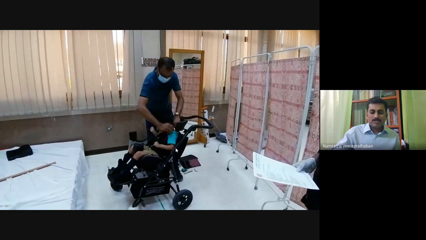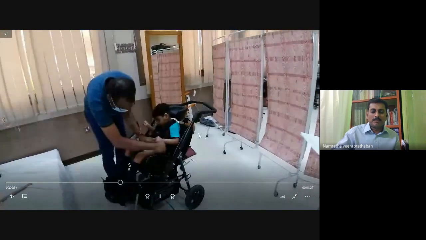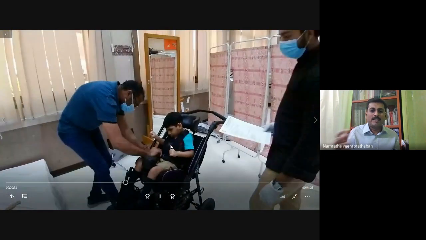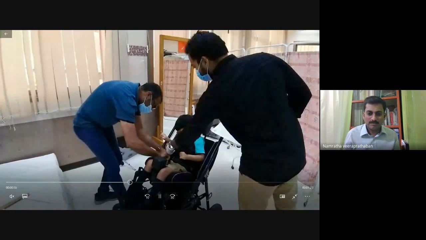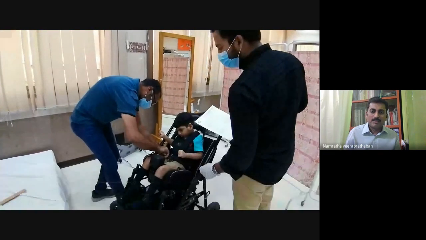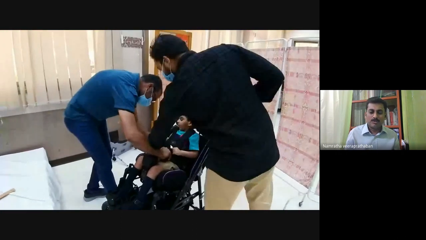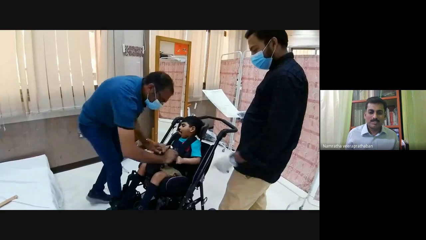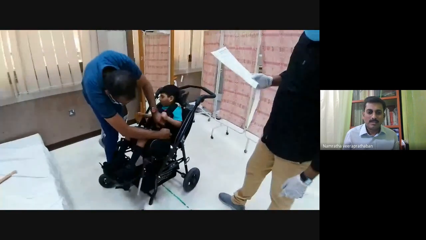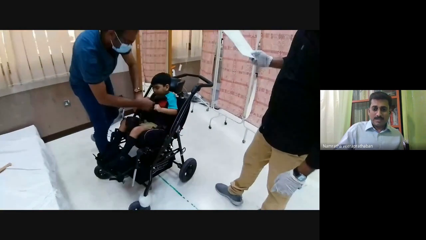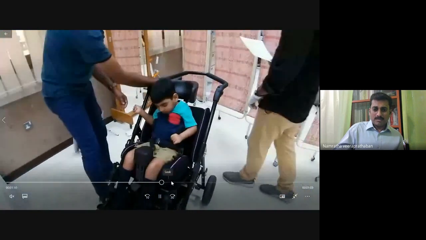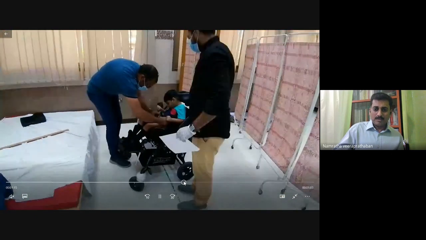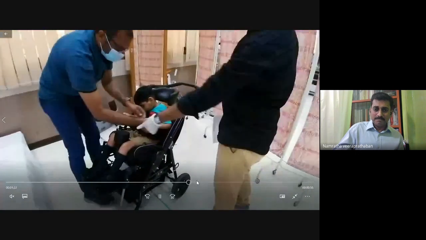And this is delivery. So we are teaching the parents how to take him in and out of the stroller, and the technicians are available there, and they will teach how to remove it, how to fold it, and how to unfold it, how to position him, how to put on the hip belt, shoulder harness, and everything. So this is our actual delivery session. Okay, I'll just go a little fast forward because of running out of time.